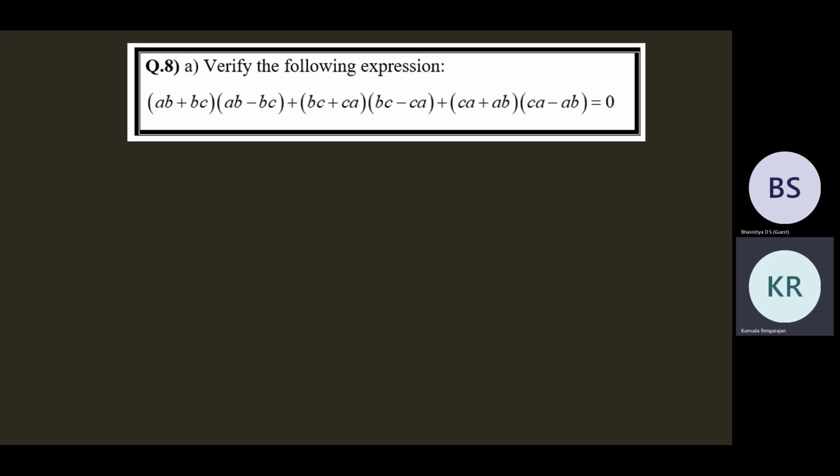What is the product? Read it, Bhavishya. AB plus BC into AB minus BC. No, don't read ahead. Now how does that sound for you? AB plus BC into AB minus BC. Yes, ma'am. How will you multiply it? Ma'am, like AB square.